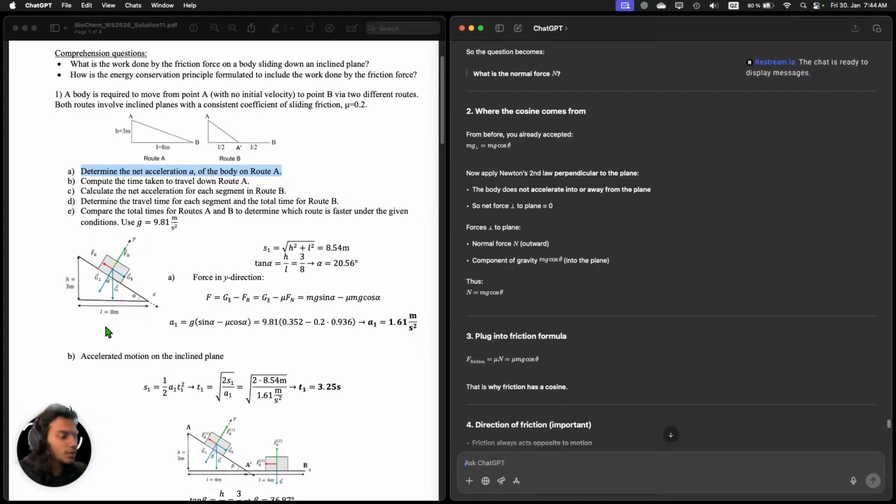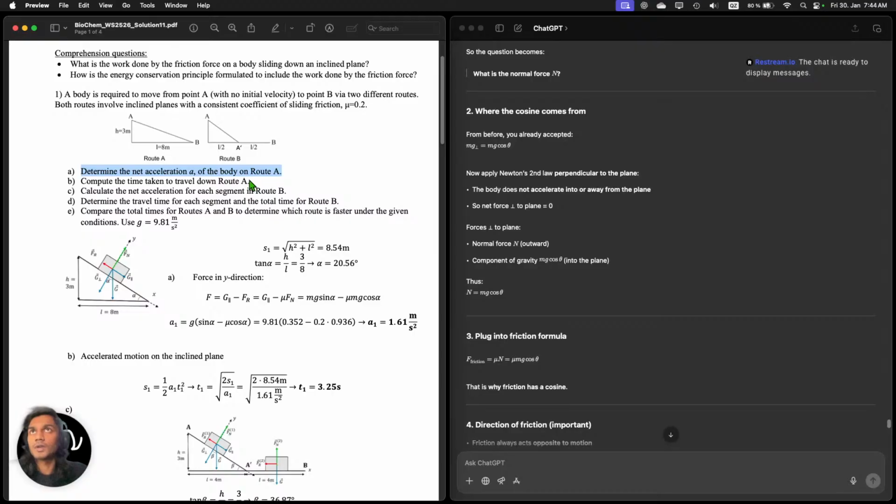You can find sine and cosine using this. Okay. I kind of get what I should be doing for the first one. Compute the time taken to travel down route A. So we got the acceleration. Initial velocity is going to be zero, right?